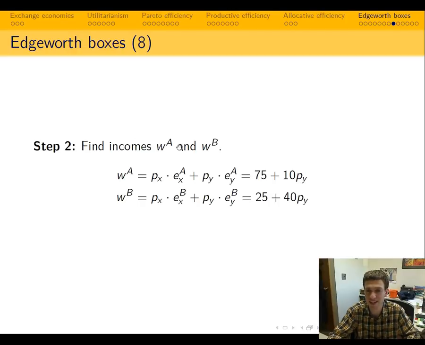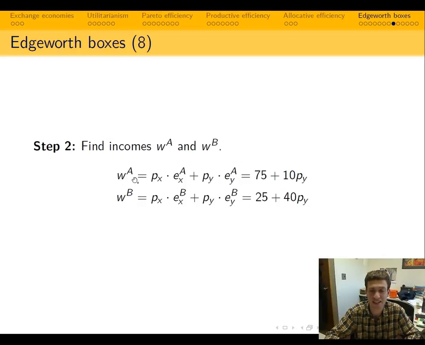Then we find income. So we find the W's for each of these agents. Now so far, when we did consumer theory, I just gave you the W's. Here in these exchange economies, though, they don't have incomes per se, but they do have their endowments, which are going to be worth the money as an income would be. And so we want to express these in terms of the endowments.